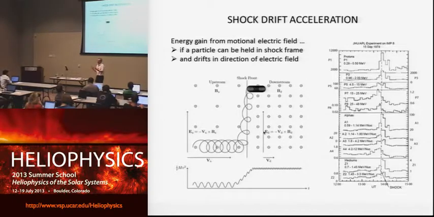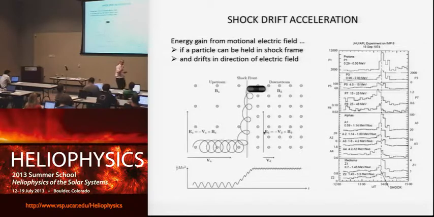But in this case, the gyro radius of the protons is much larger. In fact, it's larger than the width of the shock. So we can't really use the assumption of conservation of magnetic moment for the protons. But it turns out that in this case, there is a related mechanism that also operates to give them energy. And this is what's known as shock drift acceleration.